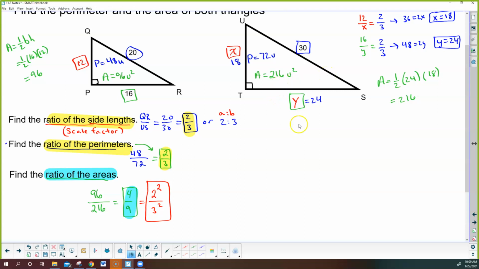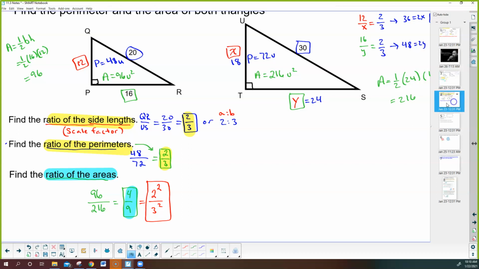Now what that actually leads towards is the fact that all this extra work that I did right here to find x and to find y, I actually don't need to do that anymore as long as I know the scale factor and the area of one side. I can find the area and the perimeter of another shape. And that's our goal today.